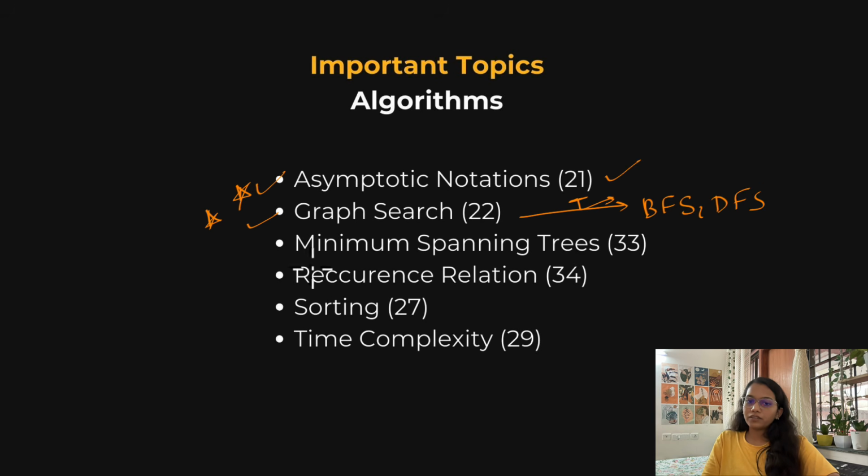Okay, so the next is minimum spanning trees. From minimum spanning trees you can see till now 33 questions came. This will have algorithms like Prim's algorithm and Kruskal's algorithm. Okay, so these will be covered in minimum spanning trees. The next we have is recurrence relation. This is something easy that you can cover.